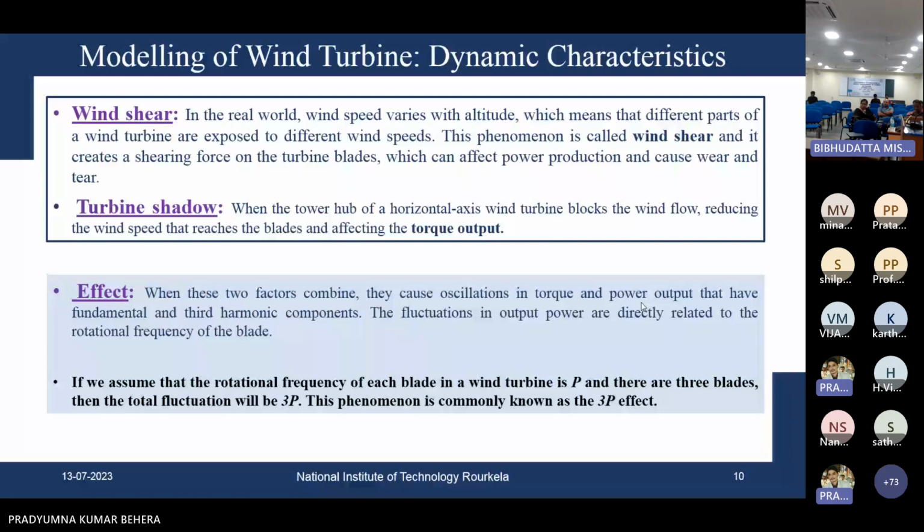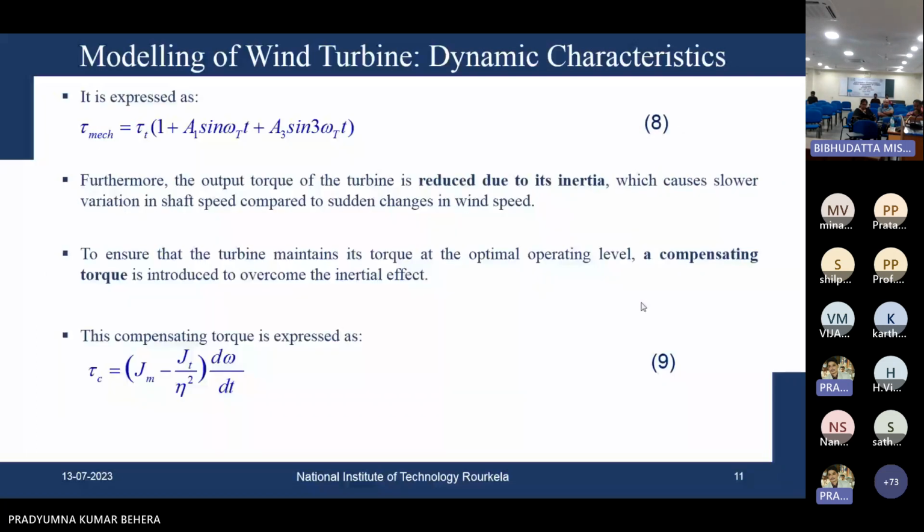Suppose we assume the rotational frequency of each blade in a wind turbine is P, and there are 3 blades, then the total fluctuation will be 3P. This phenomenon is commonly known as the 3P effect. So it is expressed in equation number 8.